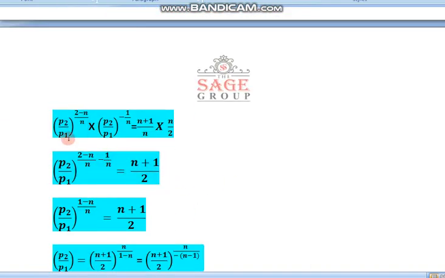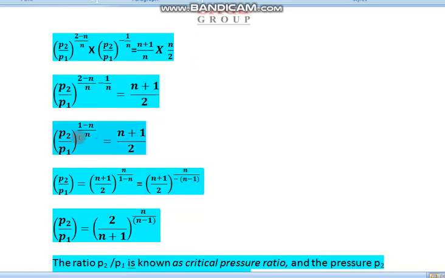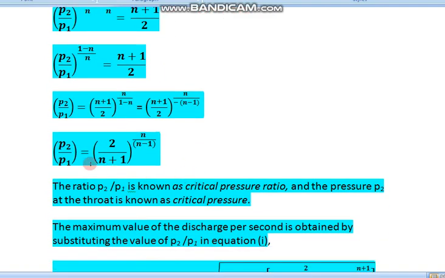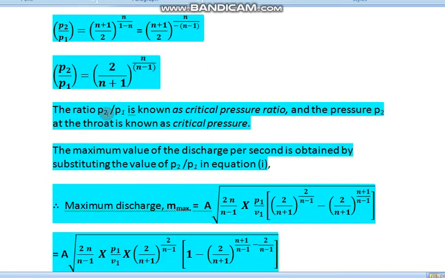Further, (p2 by p1) to the power (2 minus 1) upon n, (2 minus n) upon n into (p2 by p1) to the power minus 1 upon n. On solving all these terms we get (p2 by p1) to the power (1 minus n) upon n equal to (n plus 1) by 2, and further p2 by p1 equals (n plus 1) upon 2 to the power n upon (1 minus n). Here 1 minus n, and we have taken the negative sign, so in bracket it is n minus 1. So p2 by p1 equals (2 by (n plus 1)) to the power n upon (n minus 1). The ratio P2 by P1 here is known as the critical pressure ratio, and the pressure P2 at the throat is known as the critical pressure.